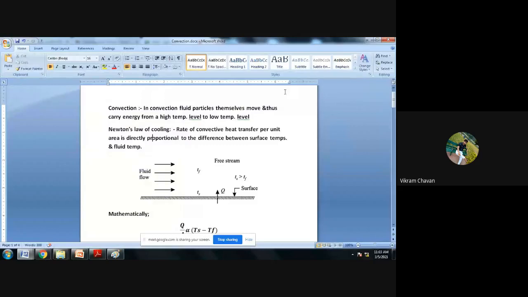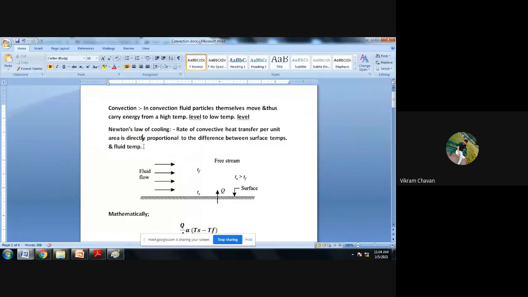So, in the last lecture, we discussed convection, that is the second mode of heat transfer. In convection heat transfer, the fluid particles themselves move and carry the heat from one region to another region, or from the higher temperature region to the lower temperature region. Now, to govern this convection heat transfer, we discussed Newton's law of cooling.